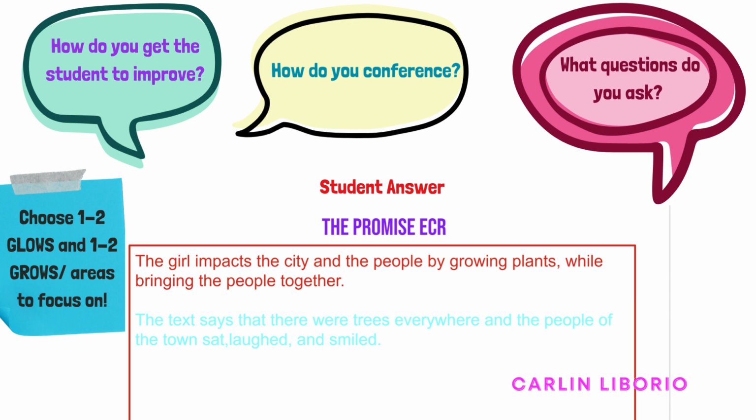I'm going to show you how to choose 1 to 2 glows. Always start with the positive and pull out what that student did really well. Then you're going to focus on just 1 to 2 grows or areas to focus on. And included in that, I'm going to show you exactly what questions I would ask during the conference to get the student to elaborate and explain and add more.